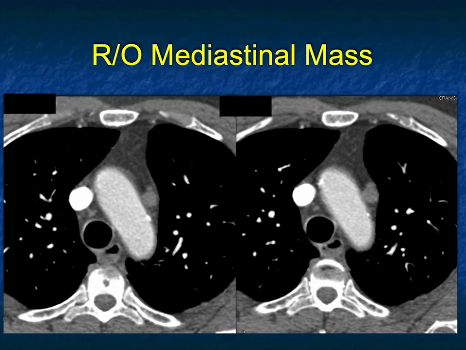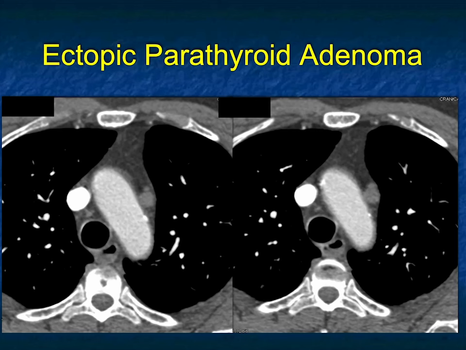In this case, we see a 1.5 centimeter nodule to the left of midline. It looks like a node. When I think about it, I would say a node. I could also think about a thymoma. Doesn't look like a teratoma, doesn't look like lymphoma. If I told you the patient was hyperparathyroid, then you would think differently, of course. And that was the situation here, and this was an ectopic parathyroid adenoma.